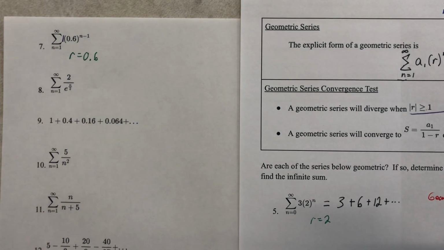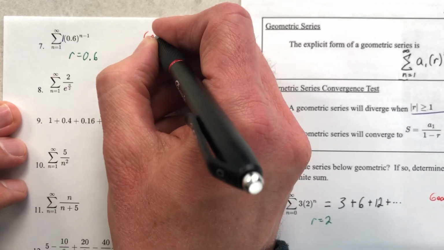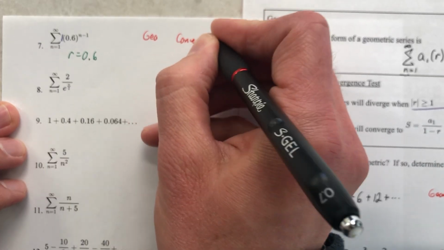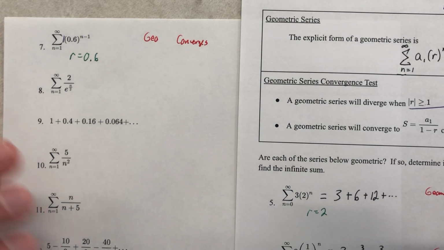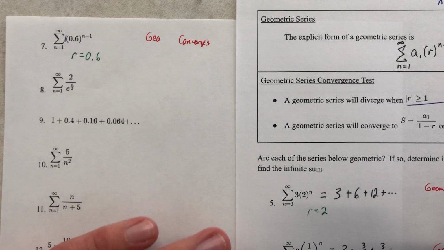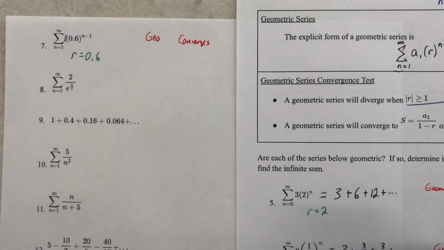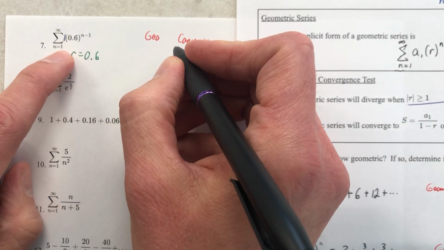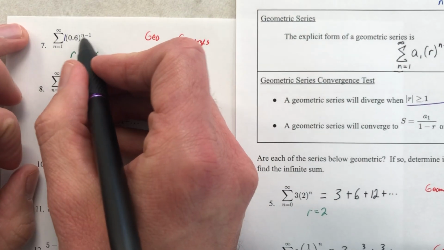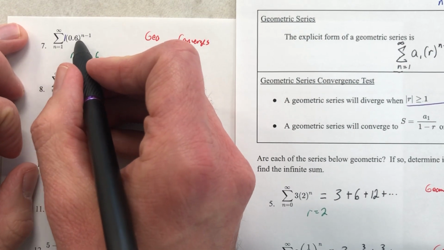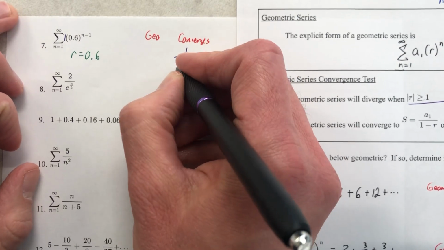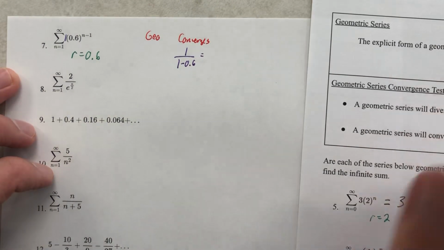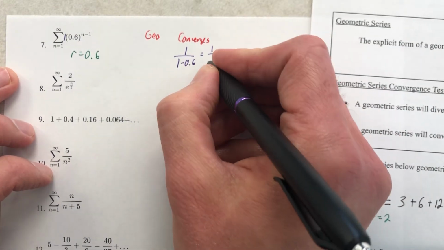So let's do it. This is a geometric, I'm just going to abbreviate geo, and I'm going to say that it converges. And so therefore, we will find what it converges to, using the purple pen, of course. So our first term is not 0.6. Our first term would be what we get if we plug in a 1. Plug in a 1, you get a 0 for the exponent. 1 times 0.6 to the 0 would be 1 over 1 minus 0.6. And that's going to give me 1 over 0.4.